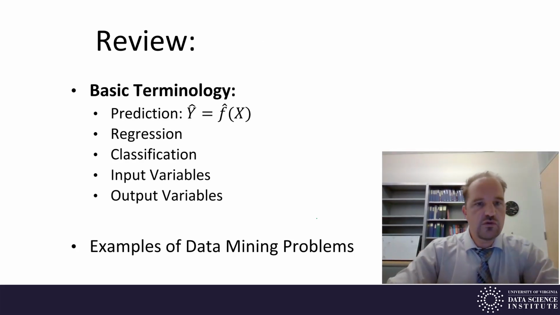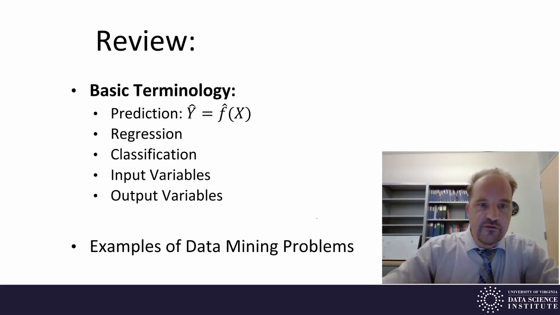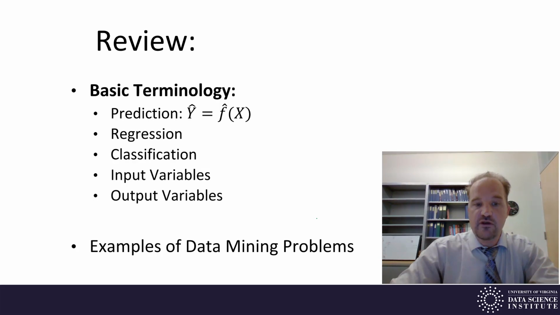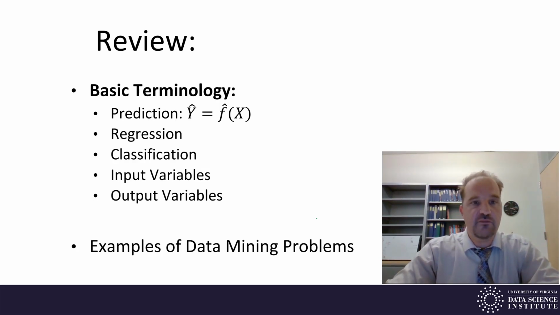Okay, so let's review the basic terminology we've talked about. We've talked about the prediction problem, which means we're estimating this function f hat that's supposed to approximate a relationship between inputs and outputs. We've talked about how this prediction problem can be a regression or a classification problem. We've talked about what input variables and output variables are, and then we've talked about examples of data mining problems.